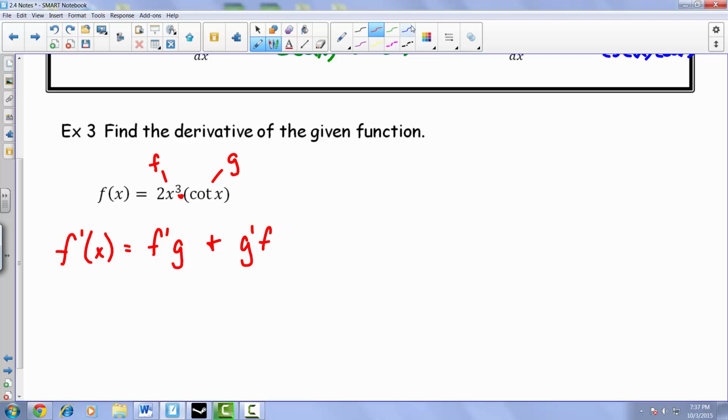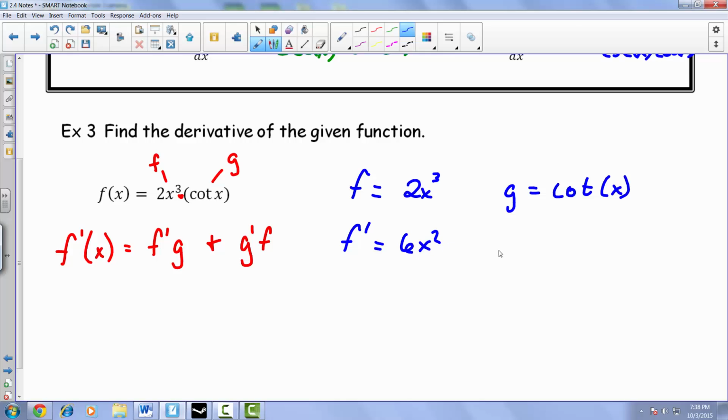And so as a result, what we're going to do is take the derivative of each one. So we have f is 2x cubed, and g is cotangent of x. Taking the derivatives of each, we have f prime is coming out to be 6x squared, whereas g prime comes out to be, again, the cotangent of x is negative cosecant squared of x.